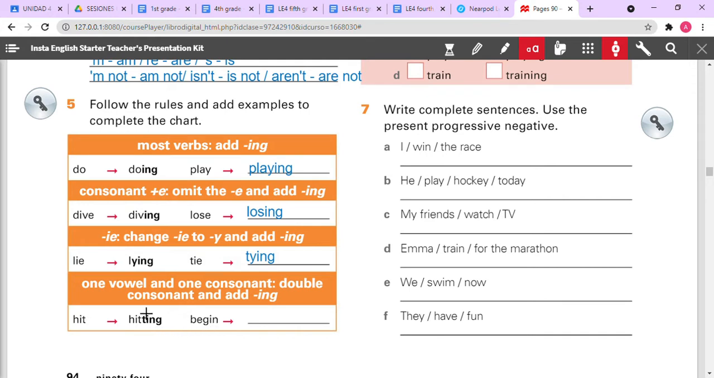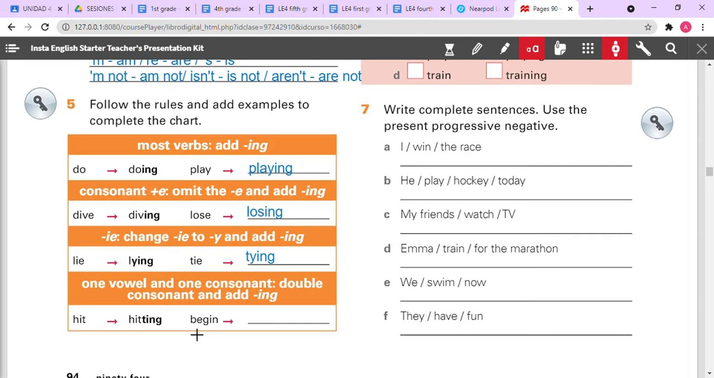And there is one more rule. One vowel and one consonant, double the consonant, and add ing. Okay? I remember when I was studying, my teacher said, check the last 3 letters. For example, in this case, hit has only 3 letters. And you see from the back, from the last one. Consonant, letter T. Vowel, letter A. Consonant, letter H. The last consonant, in this case letter T, is repeated. And you add ing. Hit, hitting.